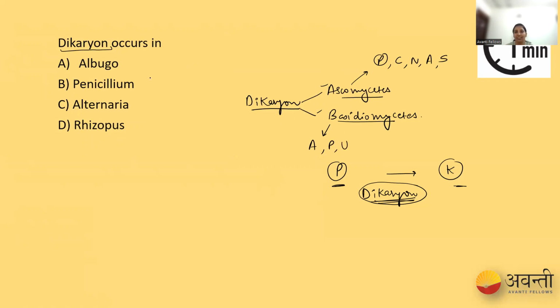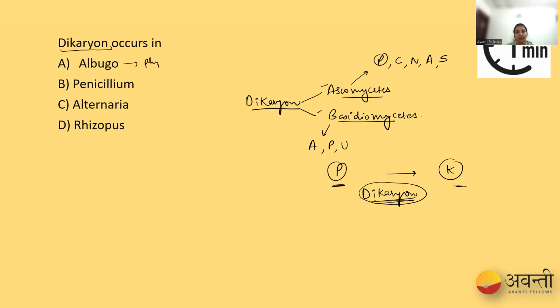Now look at the options. Please remember the examples which are given in NCERT regarding all the four classes of fungi, whether it's Phycomycetes, Basidiomycetes, Ascomycetes, Deuteromycetes. Examples are very important because most of the questions from biological classification come from the fungi portion or even from the virus. So please do remember the examples of the fungi. Very, very important.